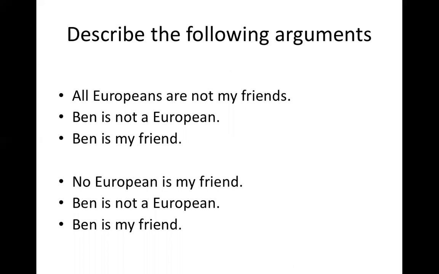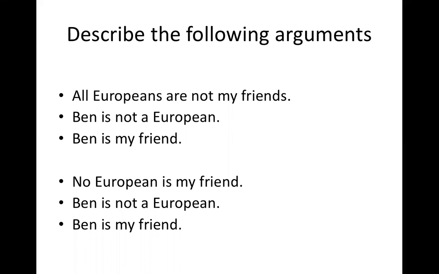If you remove the not in statements 1 and 2, what do you have? What type of argument is it? Modus ponens. That's correct. So all Europeans are my friends. Ben is a European. So that's an argument that affirms the antecedent. You can see the second one is just a different way of stating the first.